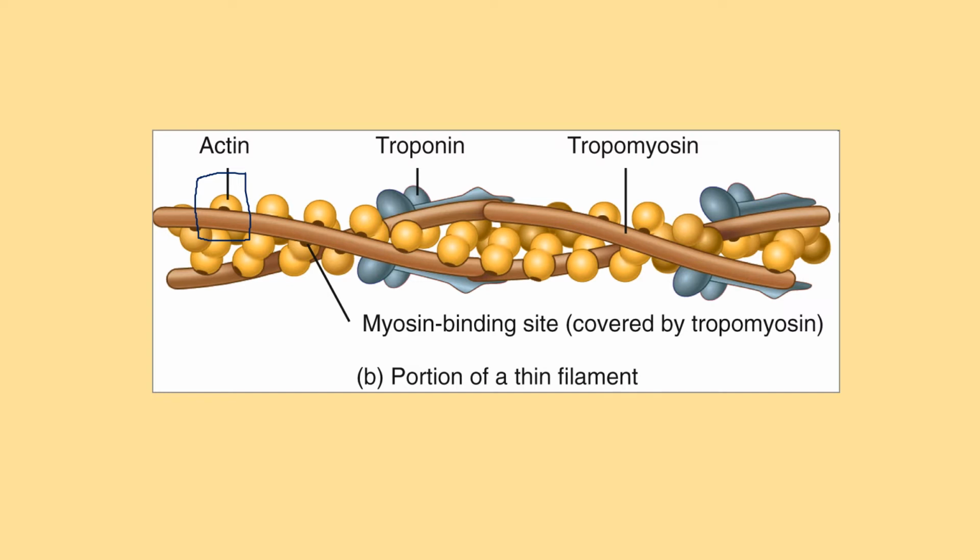All of these are proteins, so they all have a particular three-dimensional shape. Actin has part of the molecule that is specifically shaped to allow a myosin head to bind to it. And when the thin filament is in this configuration, the tropomyosin is covering the myosin binding site. So in this configuration, the myosin heads can't possibly bind to actin. There's a barrier in the way. The tropomyosin is blocking access to the myosin binding site.